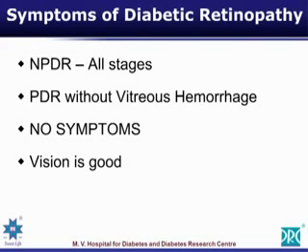If the patient has got a non-proliferative diabetic retinopathy, any stage, or if the patient has got a proliferative diabetic retinopathy but without a vitreous hemorrhage, no hemorrhage, at that time the patient will have absolutely no symptoms. His vision will be normal, he will be having a perfectly normal vision, normal life he will be leading.